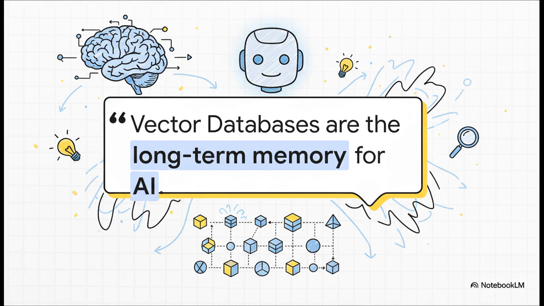So if you remember one thing, make it this. Vector databases are becoming the long-term memory for AI. They give AI a reliable, up-to-date source of truth. They solve its biggest flaws and are turning it into a tool that's genuinely useful for serious, professional work.